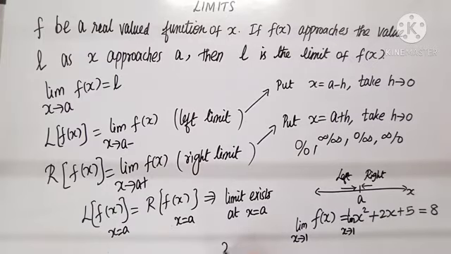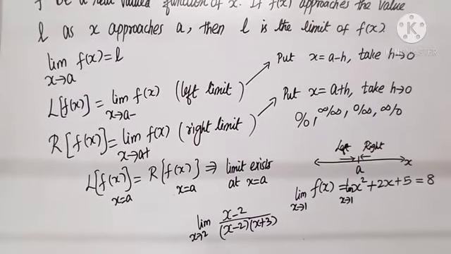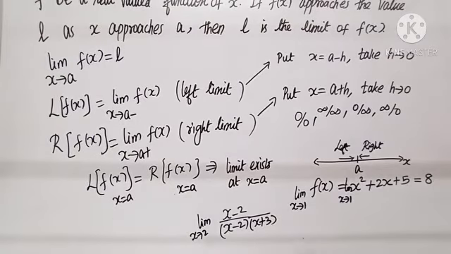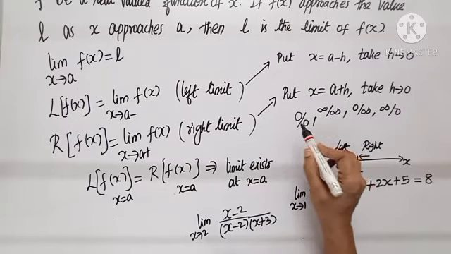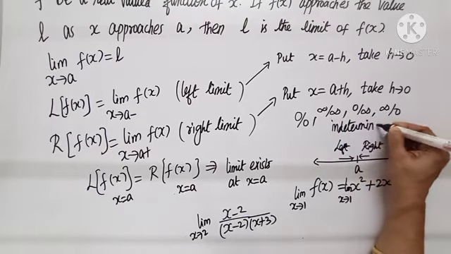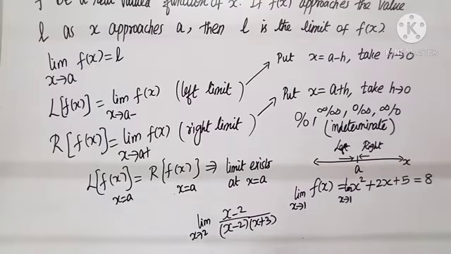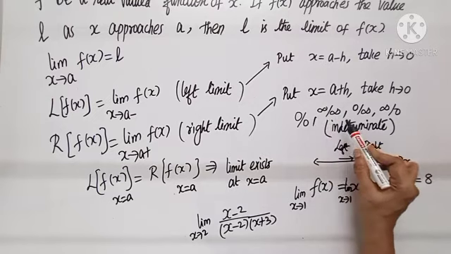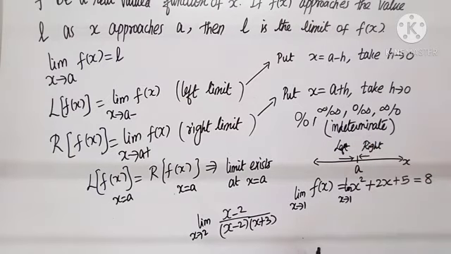Some problems you might have like this: x minus 2 by x minus 2 into x plus 3. My question is limit x tends to 2. If I put x tends to 2, see what happens. 2 minus 2 becomes 0. Down also 2 minus 2 becomes 0. So I come across 0 by 0, which I call indeterminate. Whenever I am not able to find the answer, I call it indeterminate. 0 by 0, infinity by infinity, combination of 0 and infinity.